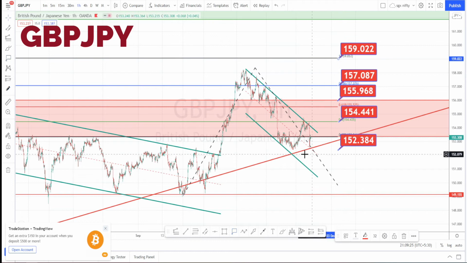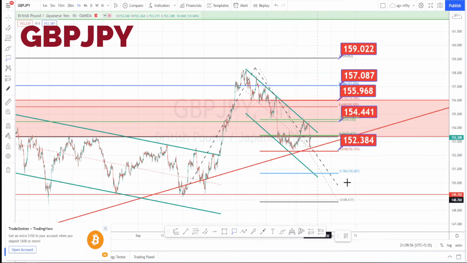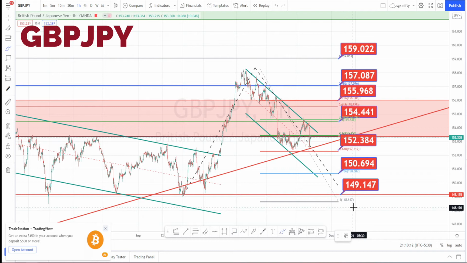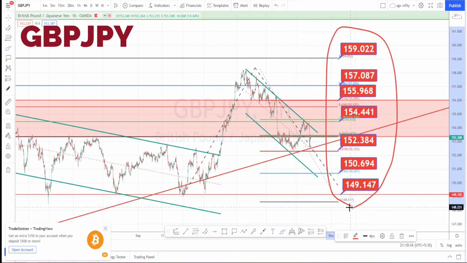If it breaks this dynamic support from the weekly time frame, we can expect it to trend on the bearish side. Downside supports are going to be at this point. Next support is going to be at this level over here. So these are all the ranges for Monday. Depending on the direction the currency pairs are moving, decide your entry and exit for the trade.